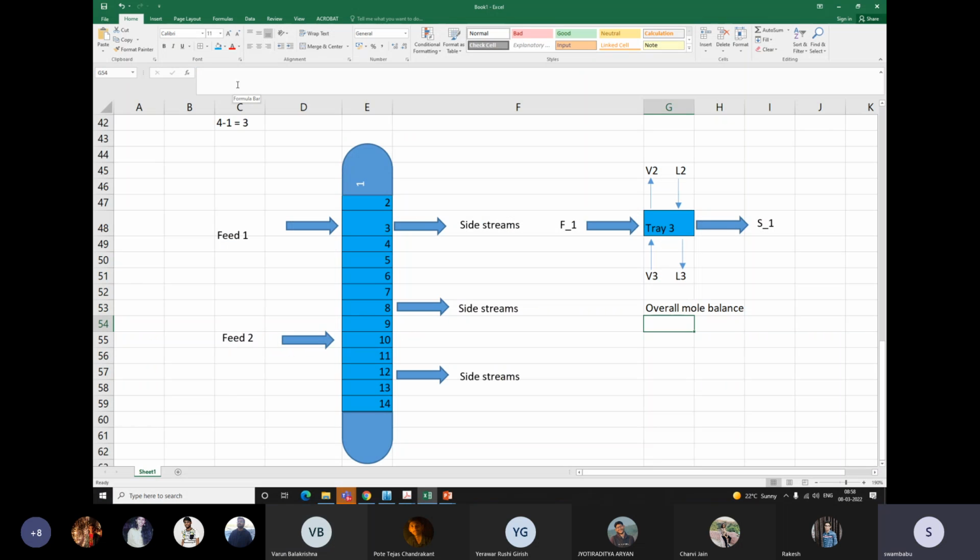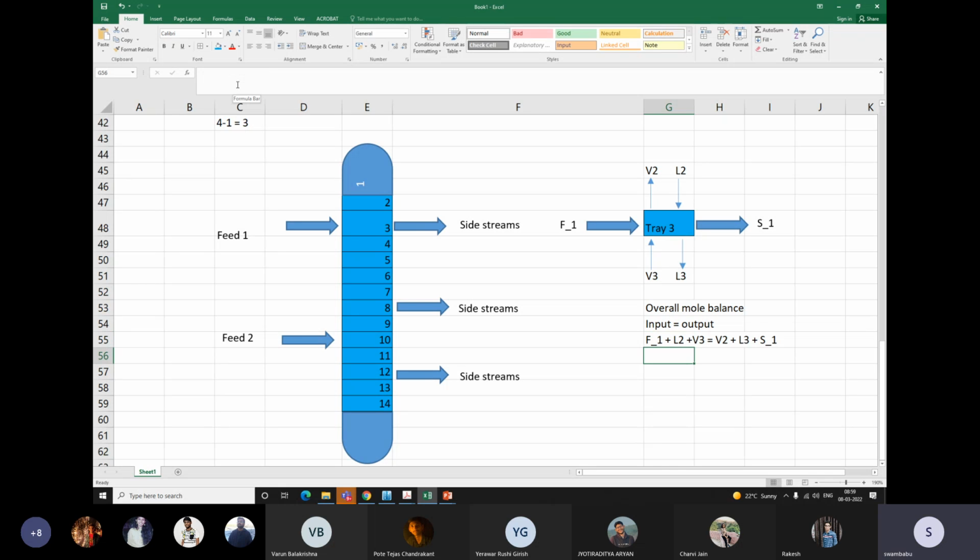So input equal to output. This is the mole balance. So F1, that is feed, L2 is feed and V3 is feed, equal to inputs. Outputs are V2 is output and L3 is output and S1 is output. So that is this one.